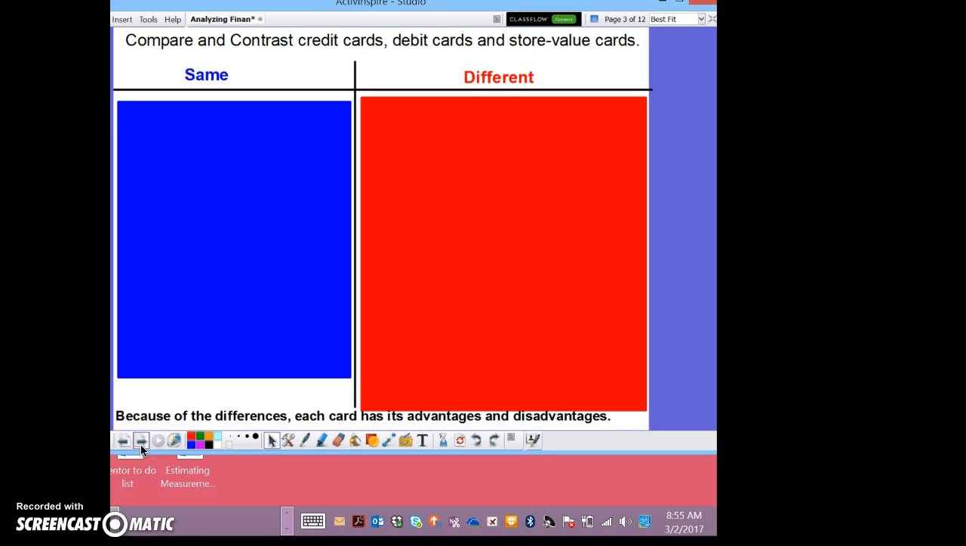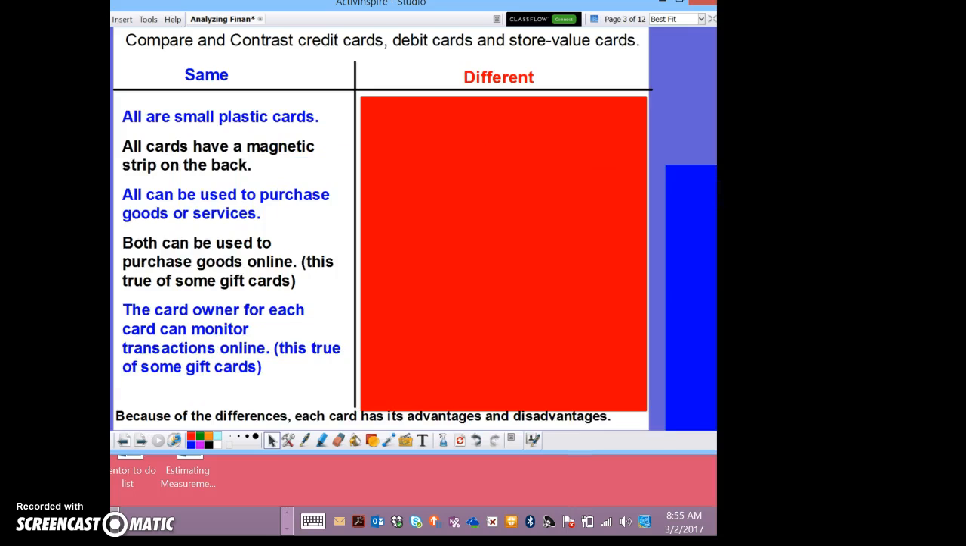So what are the similarities and differences between credit cards, debit cards, and store value cards? Well, they are all small plastic cards. They have the magnetic strips on the back, and now we know our debit cards and credit cards also have the microchip. All of them can be used to purchase goods online. Card owners for each can monitor transactions online.